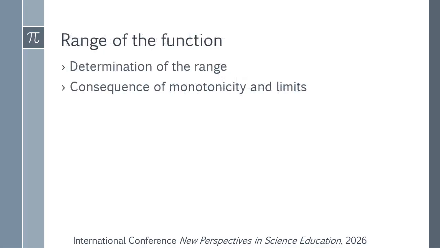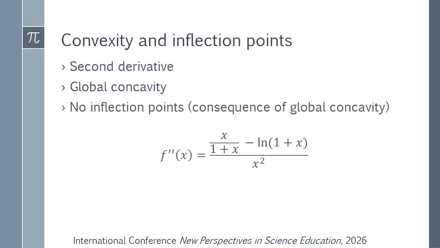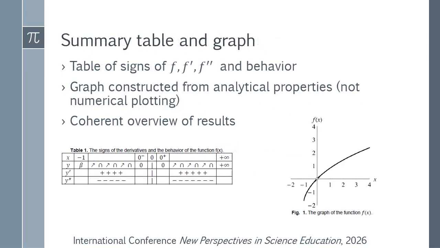The range of the function follows from the monotonicity and the boundary limits. Analyzing the second derivative shows that the function is strictly concave on its entire domain and therefore has no inflection points. The results of the multi-stage analysis can be synthesized in a summary table and a graph.